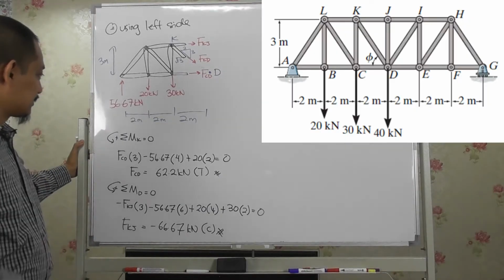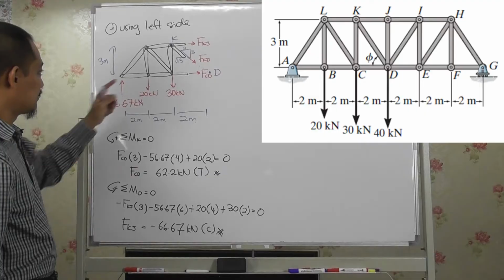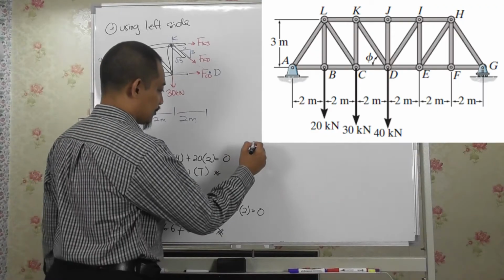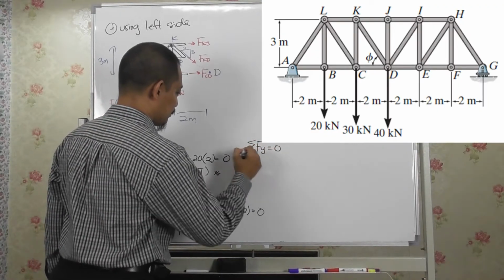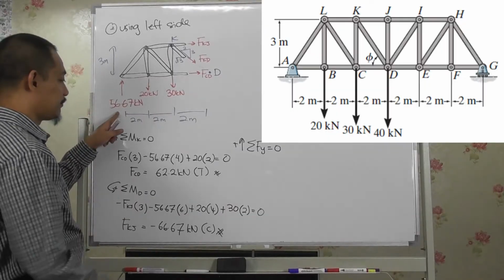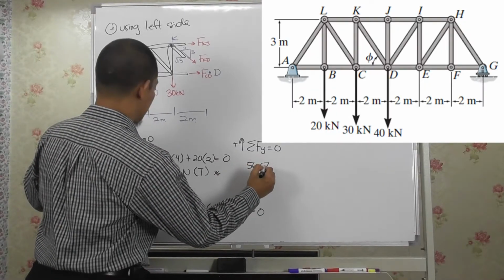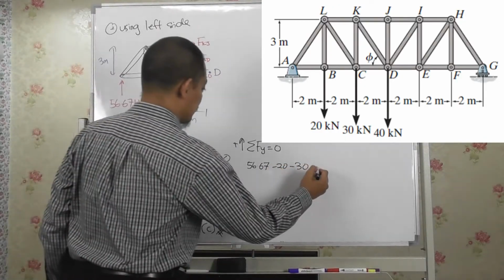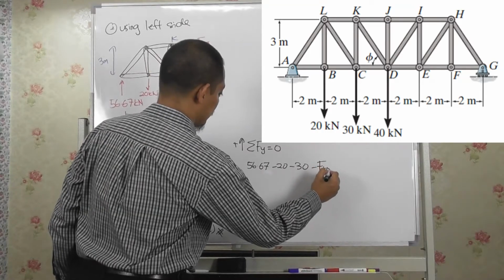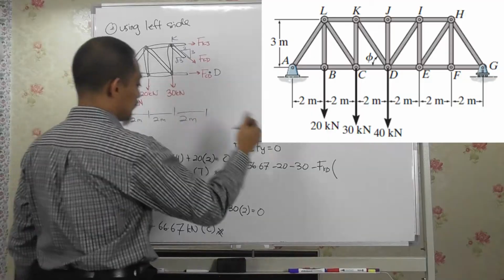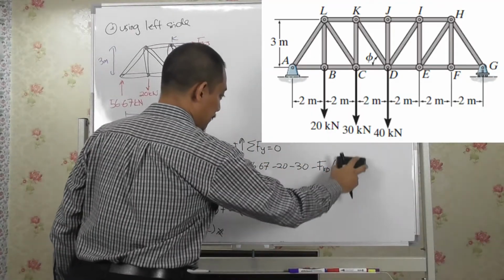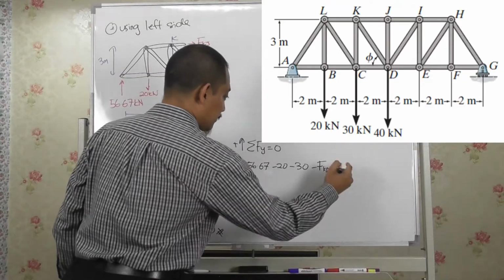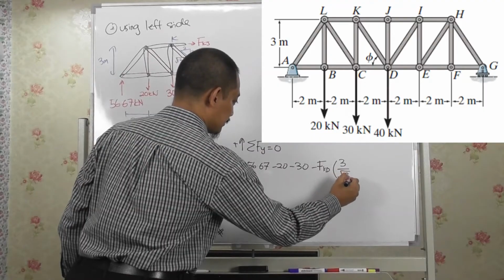Okay, so one thing is left, which is the FKD, this one. You can solve by using summation of Fy equal to 0, taking upward as positive, for example. So you have 56.67 minus 20 minus 30, and then you have here minus FKD, the vertical component is 3 over root 13, equal to 0.